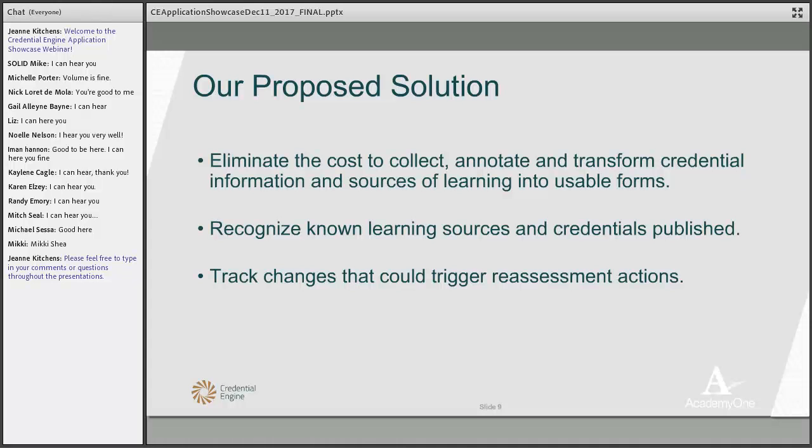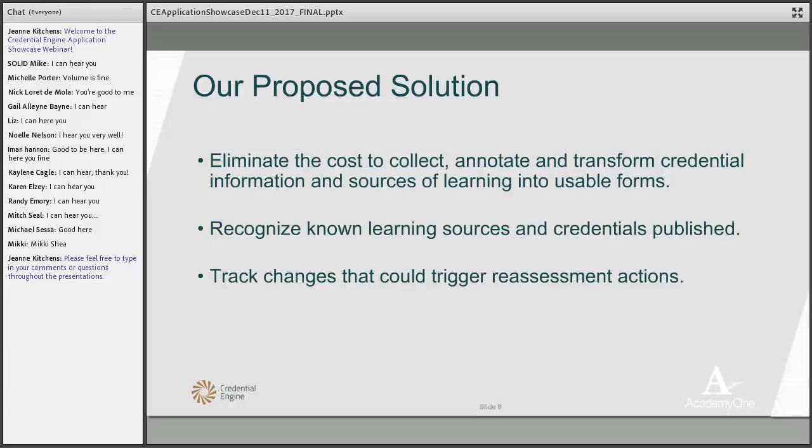It would eliminate a lot of cost involved from annotating the information and recording it, from an accuracy perspective, the quality control. All that would be eliminated because the institution that has the authority of that information is the one that publishes it to the registry. So it allows us then to record and recognize the learning sources from others and the credentials that they publish.